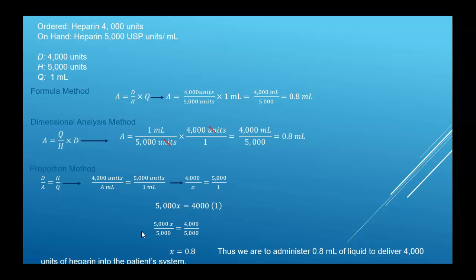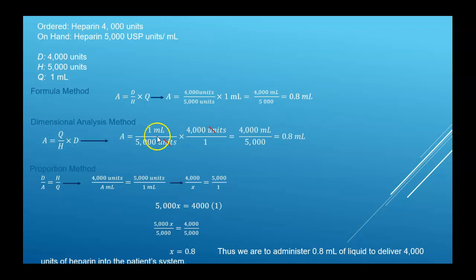Okay, so heparin ordered 4,000 units. Concentration we have on hand is 5,000 units per milliliter. So here are your 3 different methods. Formula, D over H times Q: 4,000 over 5,000 times 1, 0.8 milliliters.